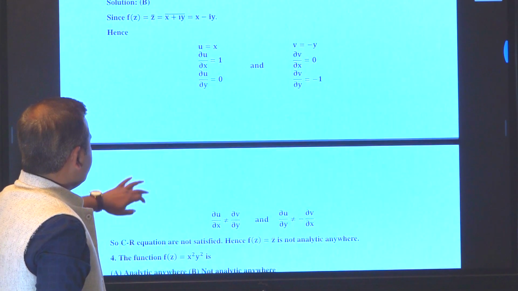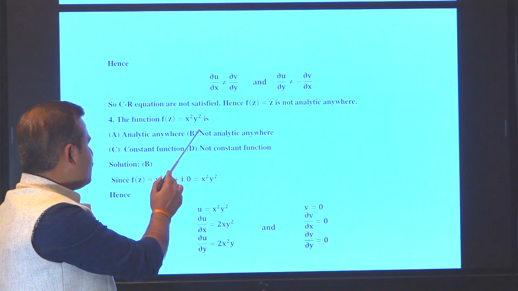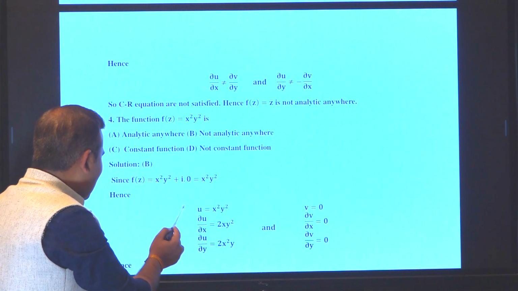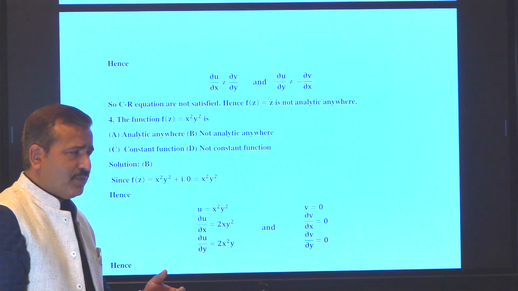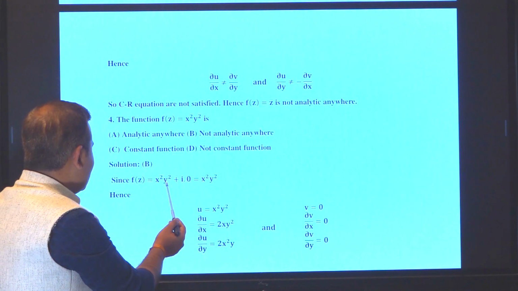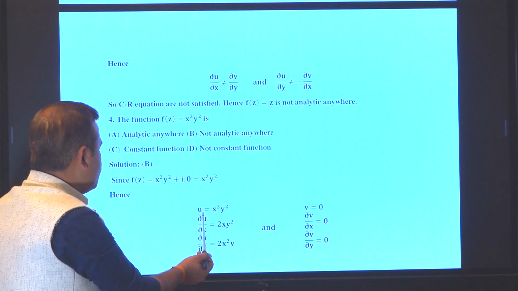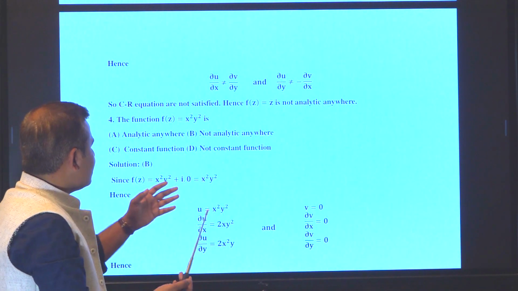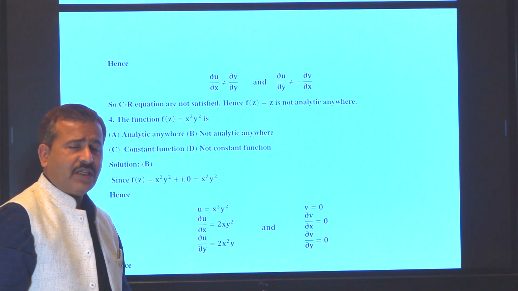Now come to the another problem. See, this is the question number 4, f(z) equal to x square plus i y square. By the same way, just we write down f(z) is given x square plus i y square, and we have written here x square, y square in the complex form. That means x square, y square plus i of 0, imaginary part is here 0, that's why. So on comparing real and imaginary part, u equal to this one and v equal to this one, and the options are analytic anywhere, not analytic anywhere, constant function, not constant function.